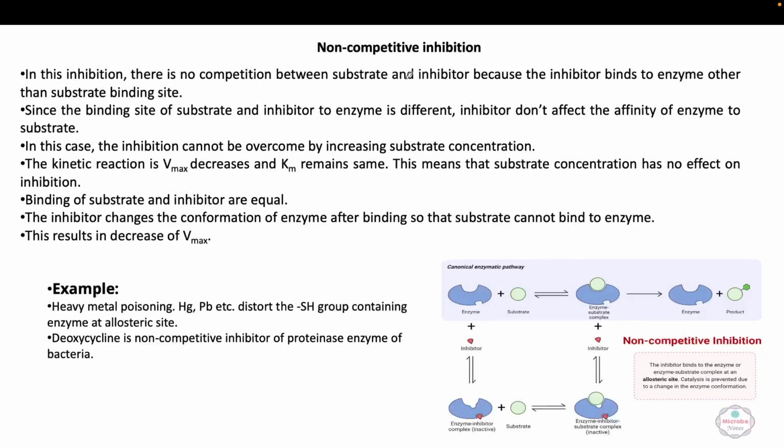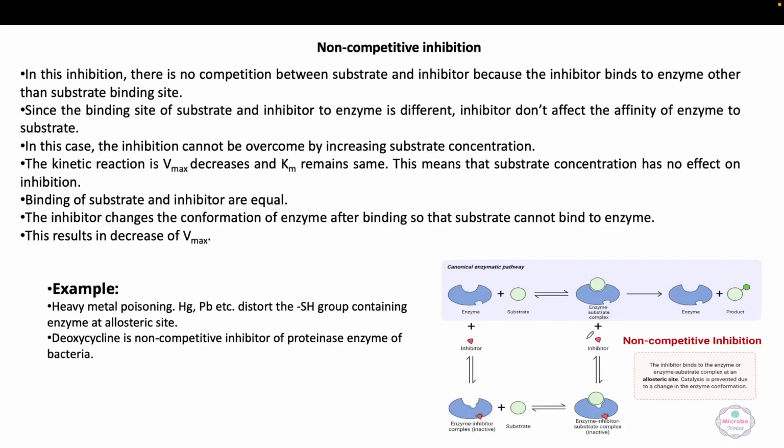Then non-competitive inhibition. In the non-competitive inhibition, there is no competition between the substrate and inhibitor, because the inhibitor binds to the enzyme at a site other than the substrate binding site. There is a kind of allosteric site, and the inhibitor goes and binds there. And one more thing, the non-competitive inhibitor can bind either to the free enzyme or the enzyme substrate complex. It can bind both ways.